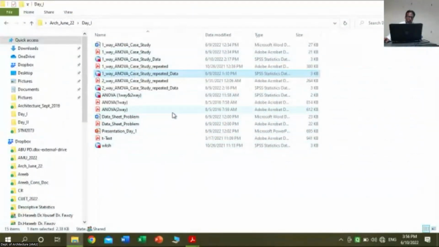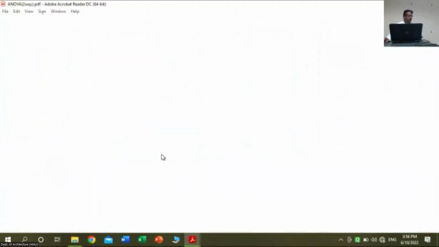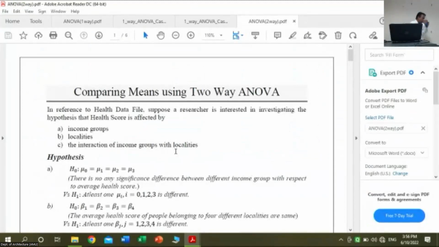Now come on to the two-way analysis of variance. Two-way analysis of variance, we just saw here. Now suppose data is classified in two ways.